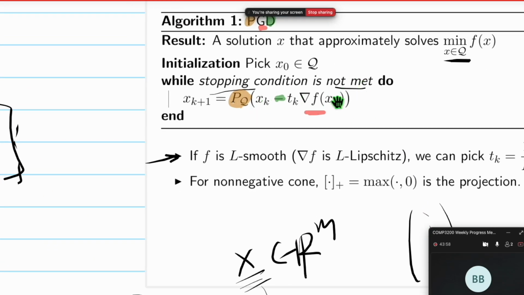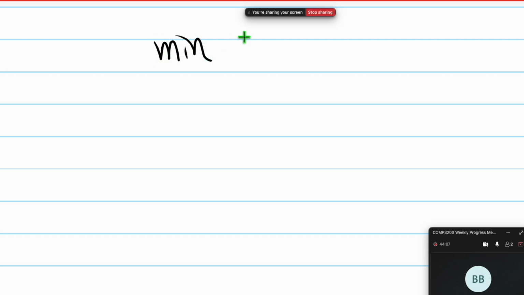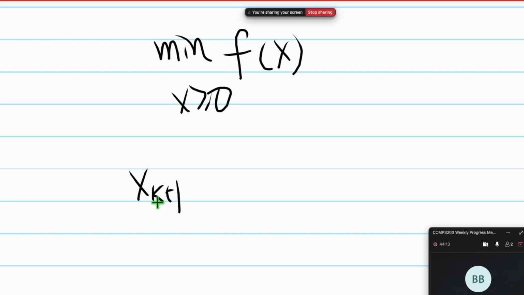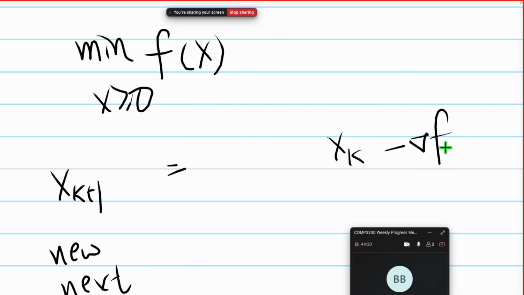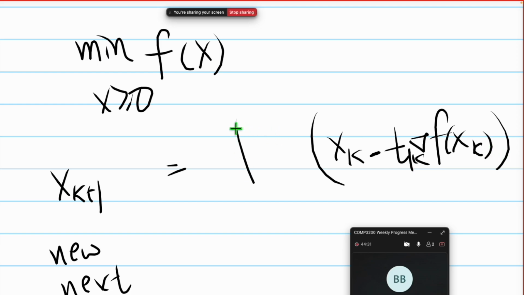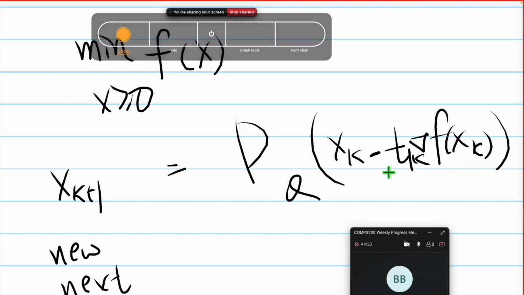So how do you understand this? You want to minimize f(x), x larger than 0. You do x_{k+1}, that means the new point or next point, equal to what? Your current point minus the gradient at your current point multiplied by a step size. Minus means you go down, you want to go down. This point possibly is outside the Q, so you project it back. If this point stays in the Q, then this means do nothing.